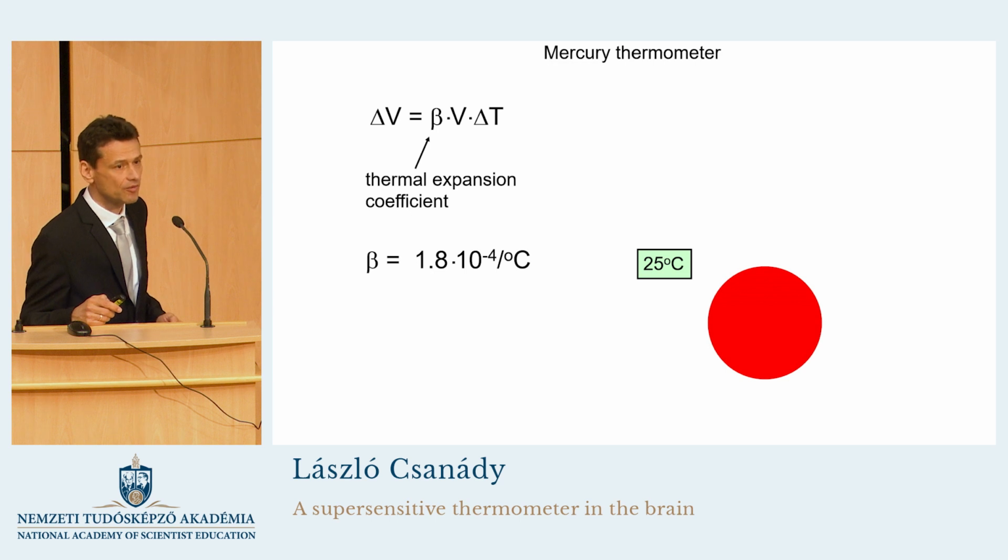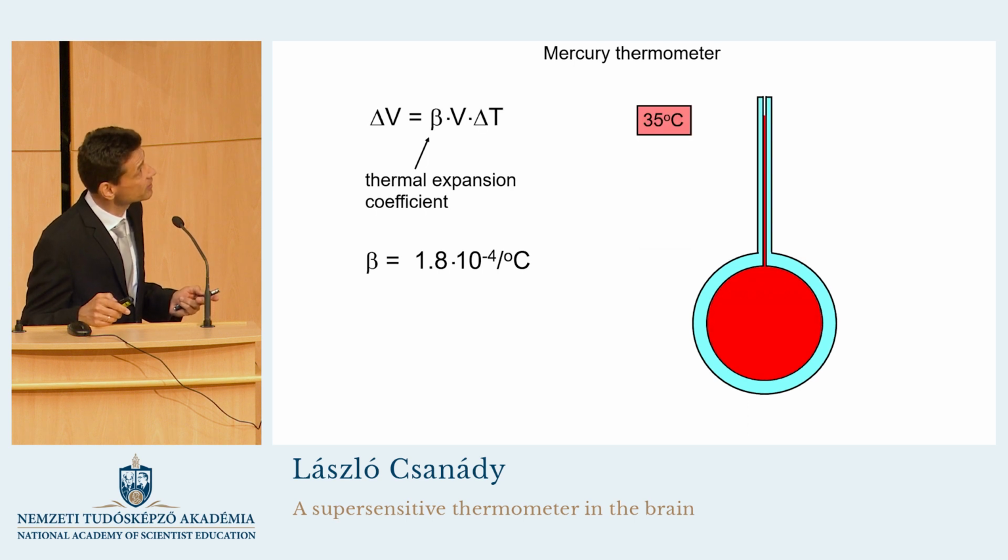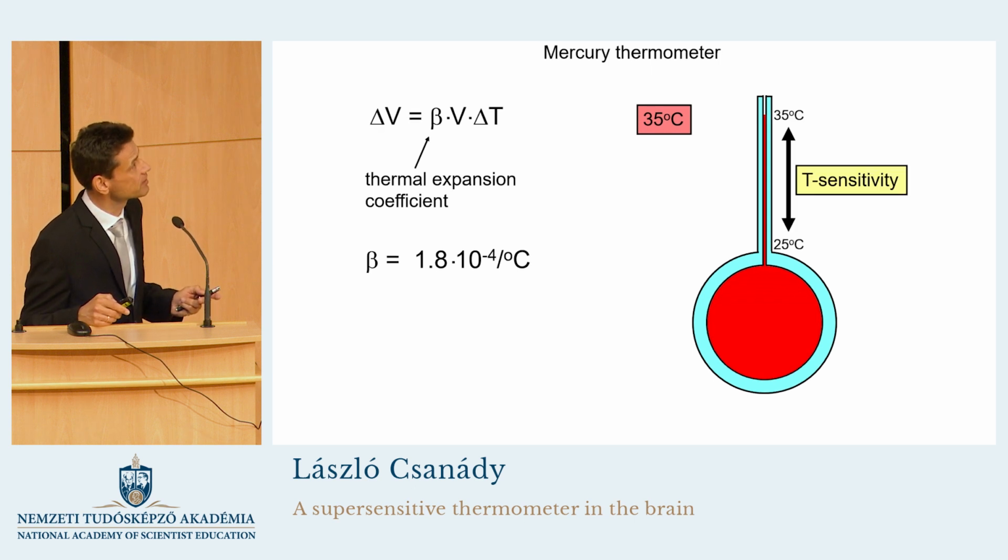If I confine this droplet into a glass bulb, which constrains the expansion into a very thin diameter glass capillary, then the same temperature elevation will result in a very large change in the height of this thin mercury column. And so with that, I have greatly enhanced the sensitivity of this thermometer.